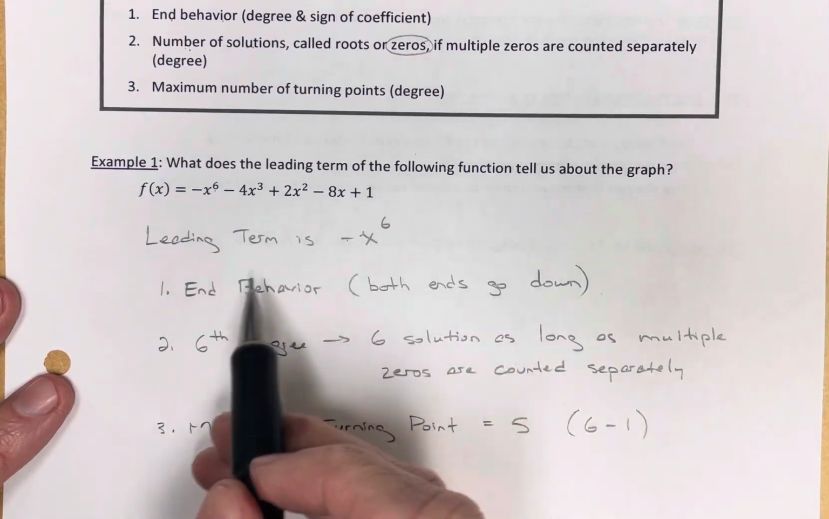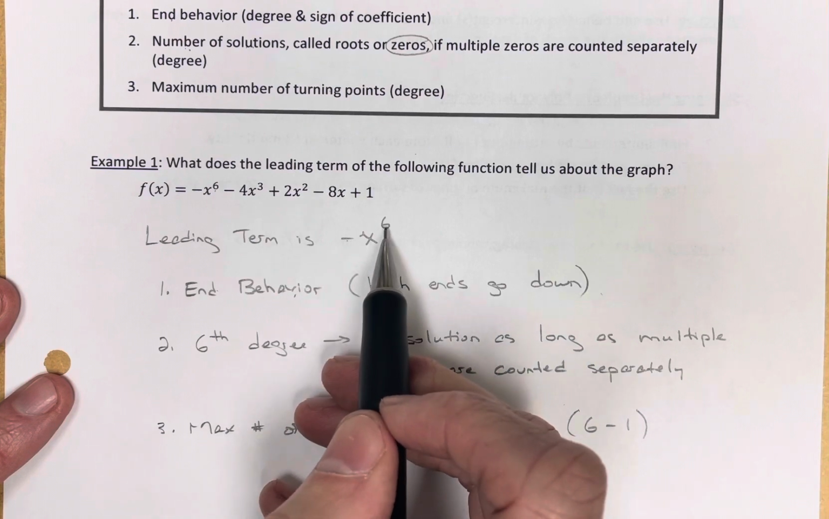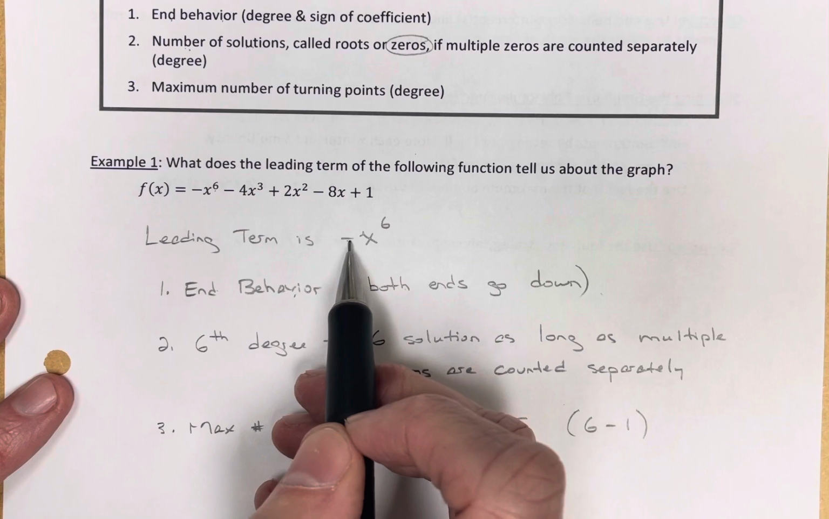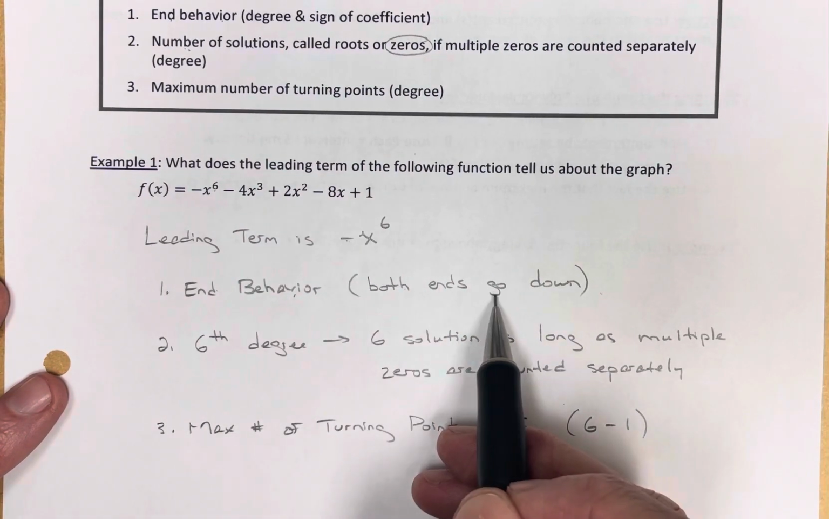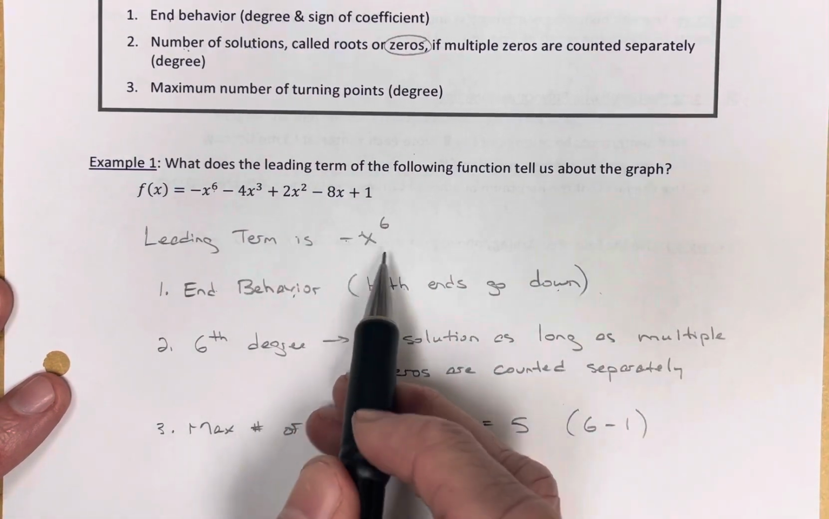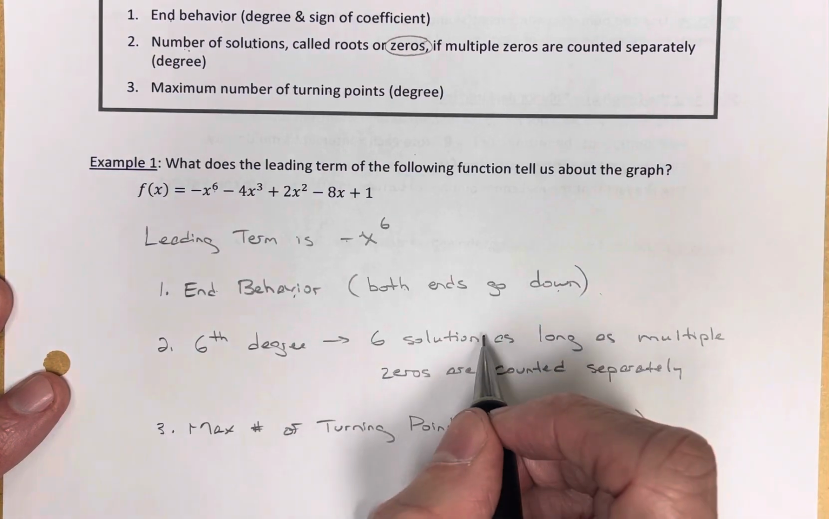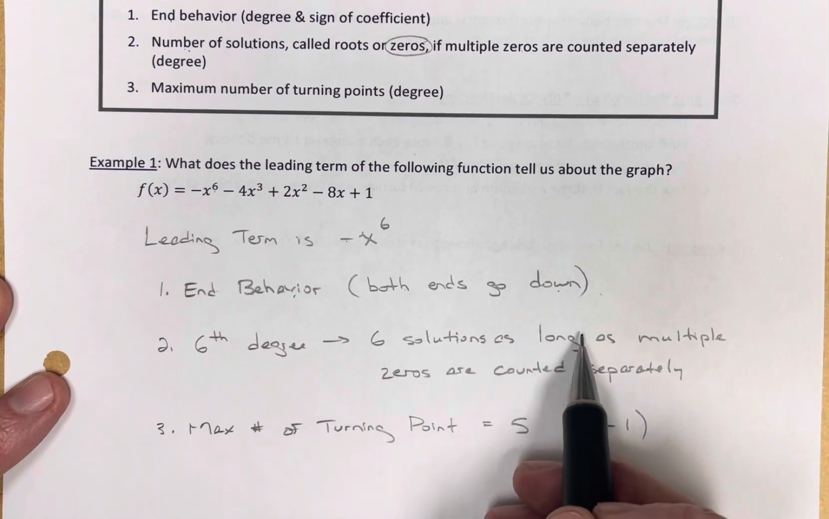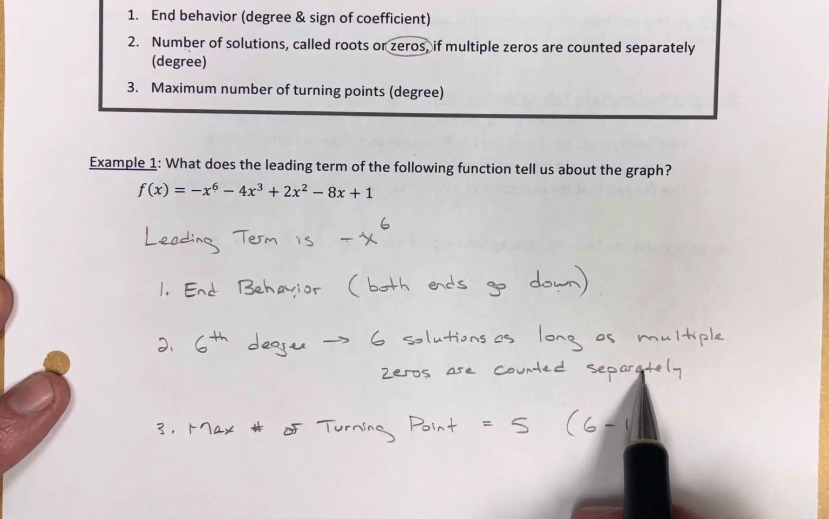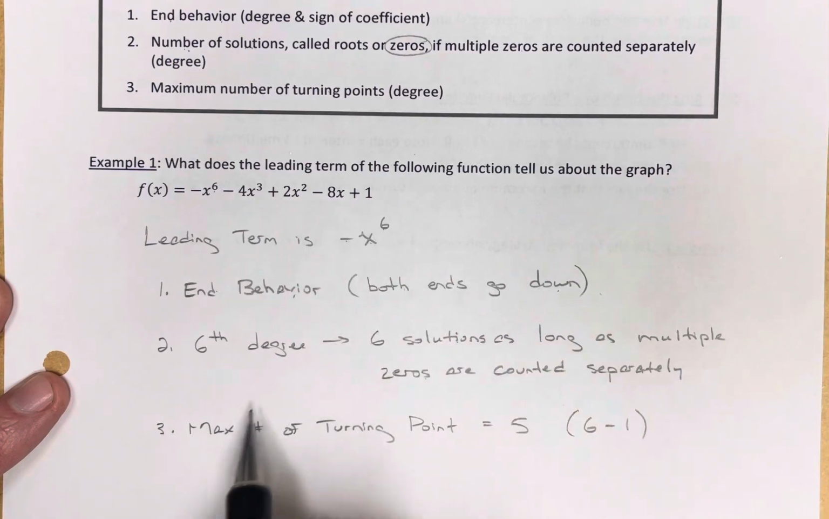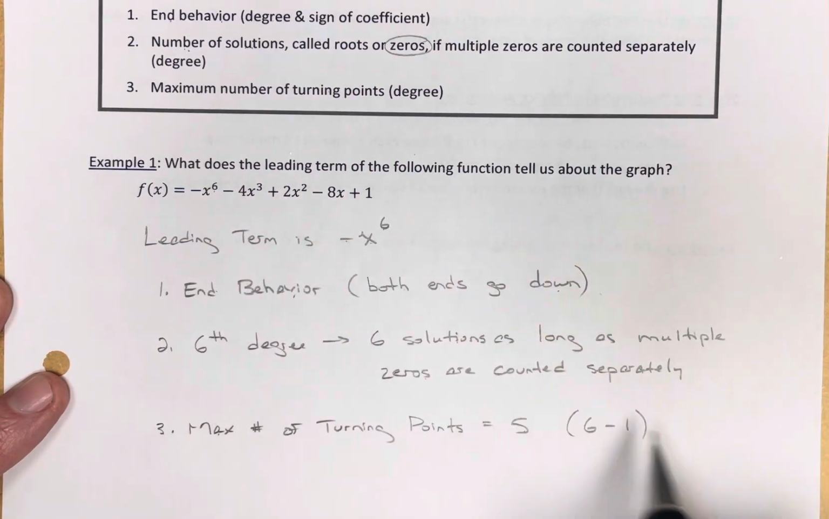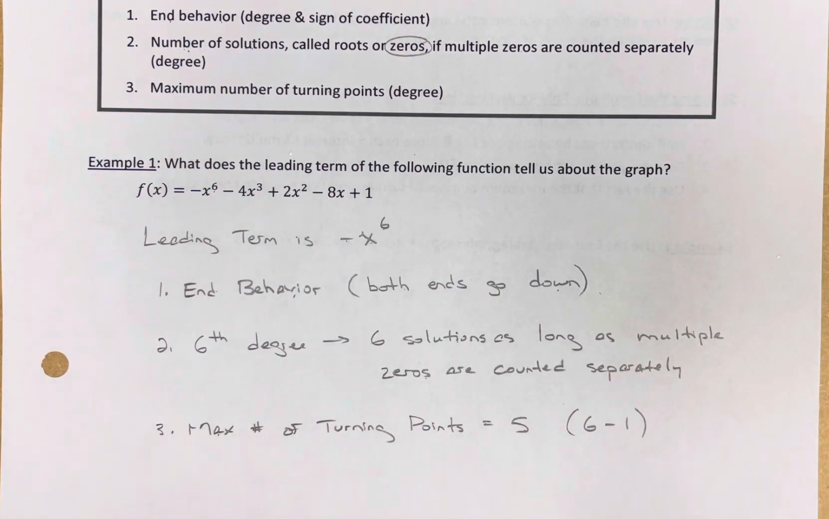So the leading term tells us the end behavior. In this case, it's an even degree, so both ends go the same direction. It's a negative leading coefficient, so both ends go down. The leading term tells us that it has 6 solutions, as long as multiple zeros are counted separately. And the leading term tells us the maximum number of turning points is 5, which is 6 minus 1. A lot of information from that leading term.